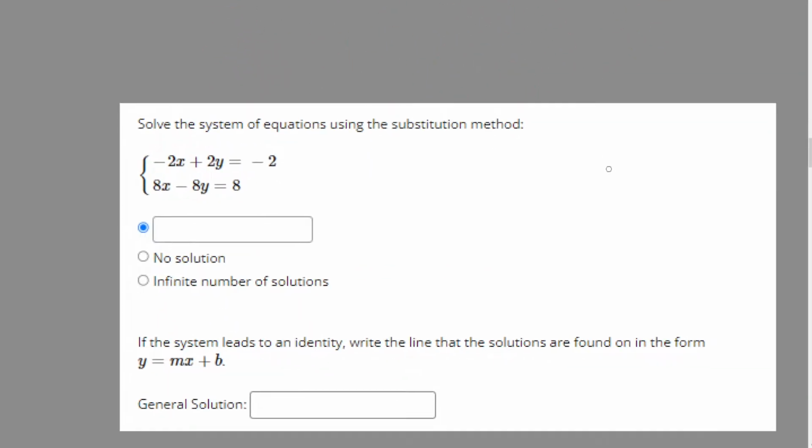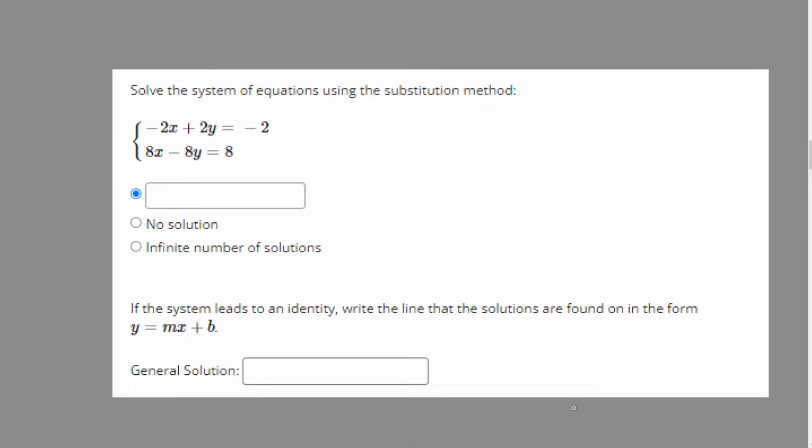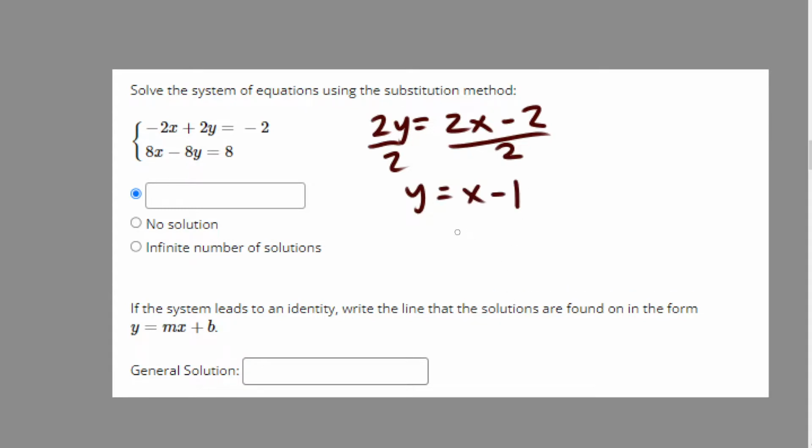This one's asking us to solve the system of linear equations using the substitution method. This time we need to alter the equation a little bit so we can have it work with the substitution method. So we'll move the 2x over. We'll add 2x to both sides. So we have 2y is equal to 2x minus 2. We'll divide 2 from both sides. That gives us y is equal to x minus 1.